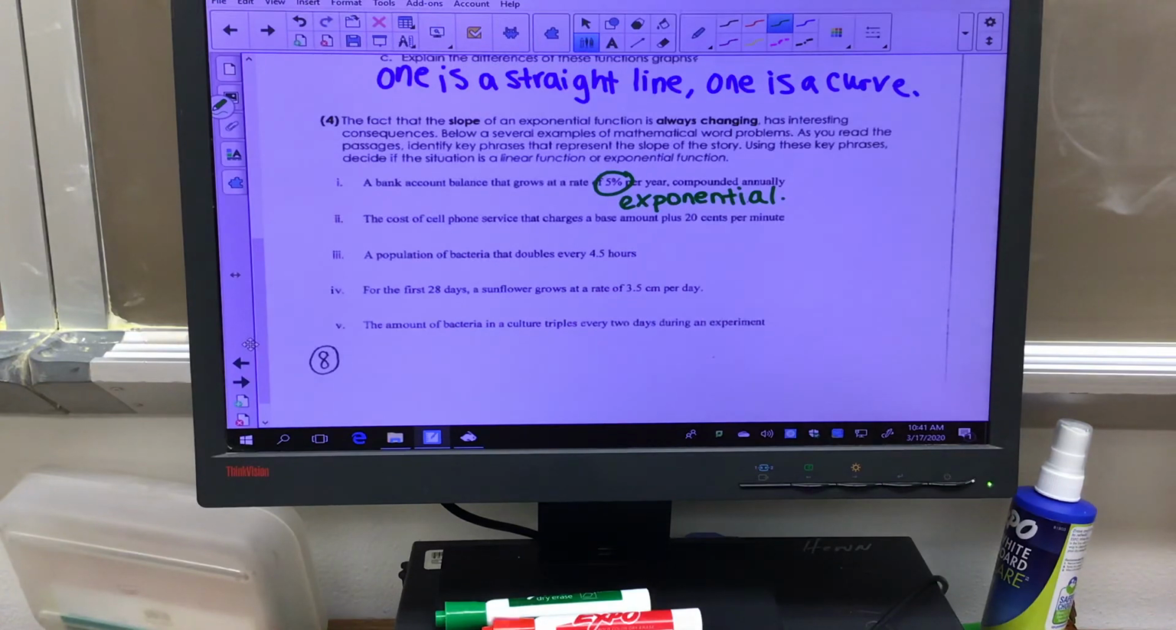The cost of a cell phone service that charges a base amount plus 20 cents per minute. I see the word plus right here. I know if I'm adding, I must be linear. A population of bacteria that doubles every 4.5 hours. My trigger word is doubles. Doubles means times 2, so that's exponential.